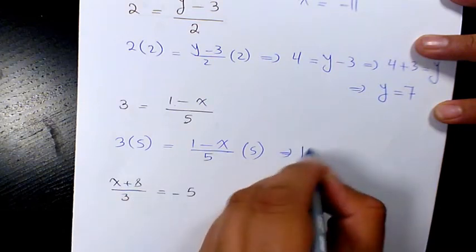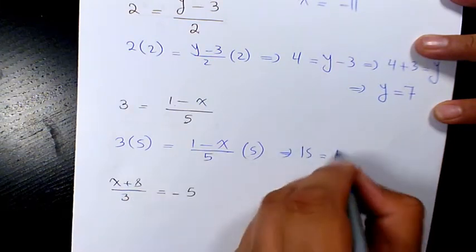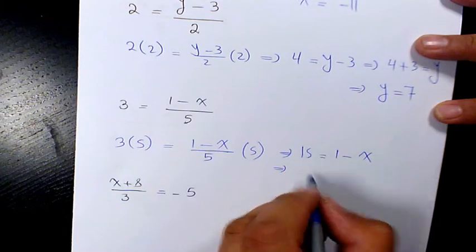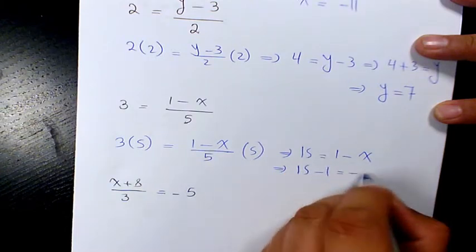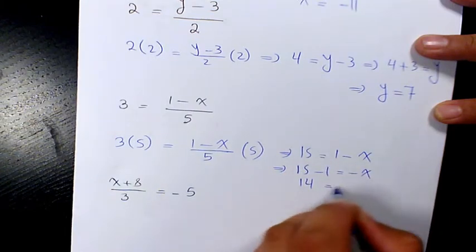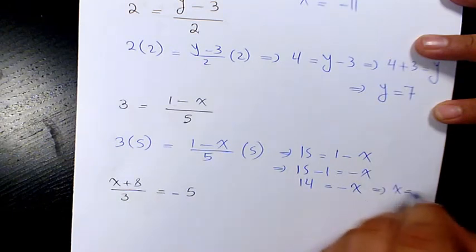So we have 15. 5 divided by 5 is going to be 1. 1 minus x. So we have 15 minus 1 equals to negative x. 14 equals to negative x. So x will be negative 14.